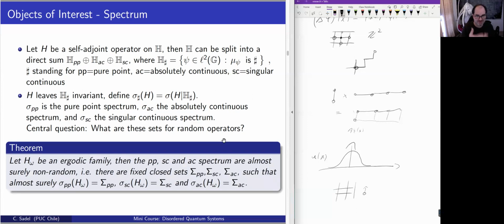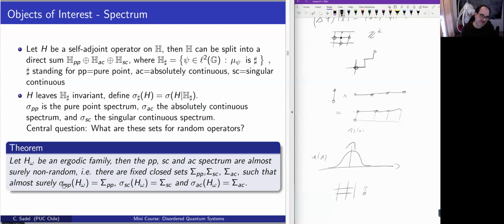One of the most important things in the ergodic case is that if you have an ergodic family, then the pure point spectrum, the singular continuous spectrum, and the absolutely continuous spectrum are almost surely non-random. This means there are fixed closed sets, sigma pp, sigma sc, and sigma ac, such that the pure point spectrum is almost surely the first, the singular continuous spectrum is almost surely the second, and the absolutely continuous spectrum is almost surely the third set.